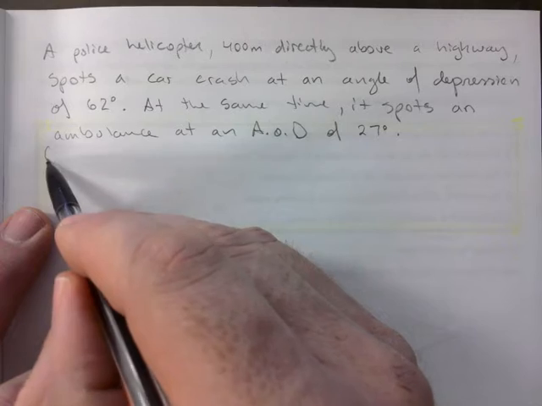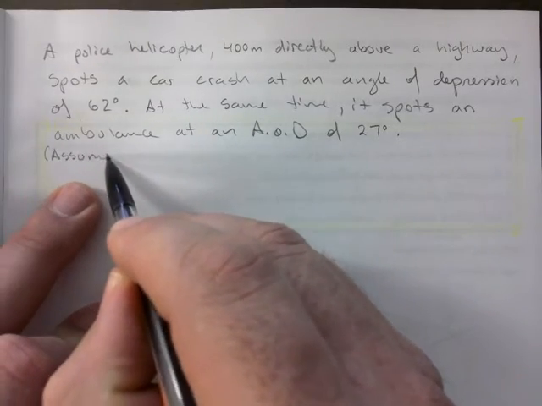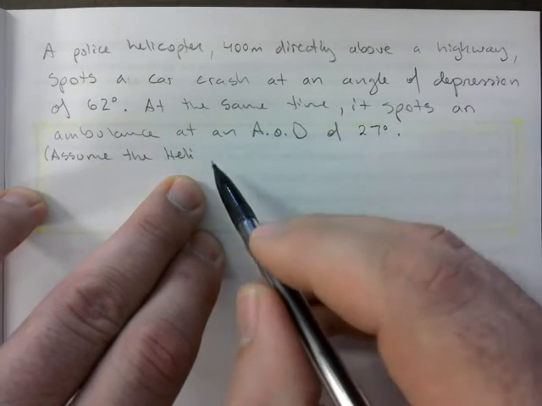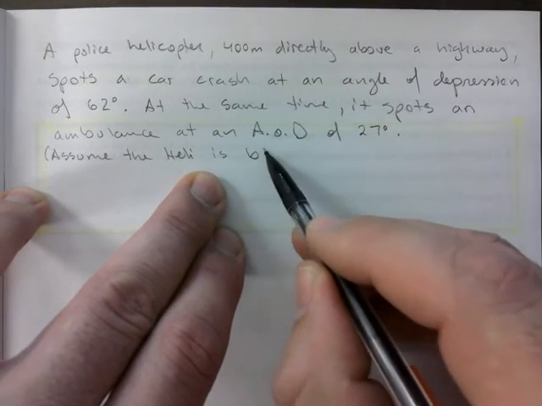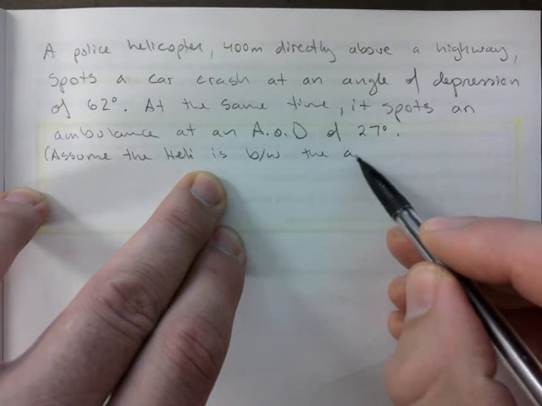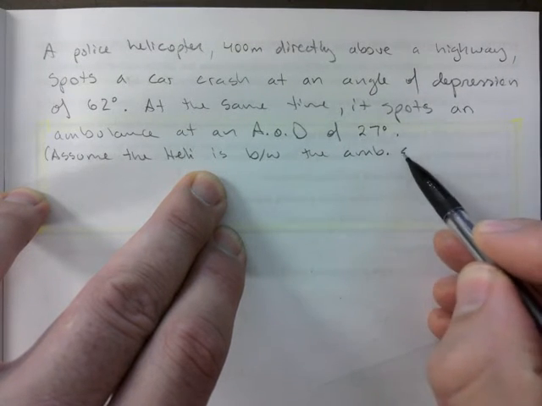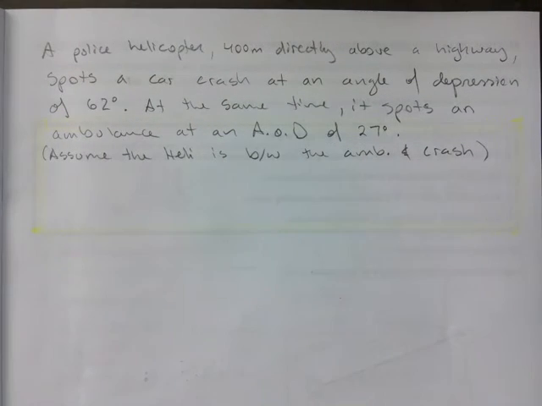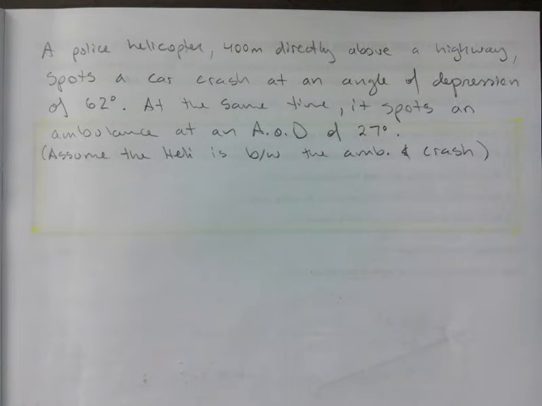I'm going to make an assumption here. Assume the heli is between the ambulance and the crash. Okay, so now I'm not leaving it up for interpretation. I'm assuming, hey, looking up front, there's the car crash. Looking back, there's the ambulance coming. So the helicopter is somewhere in between these two.